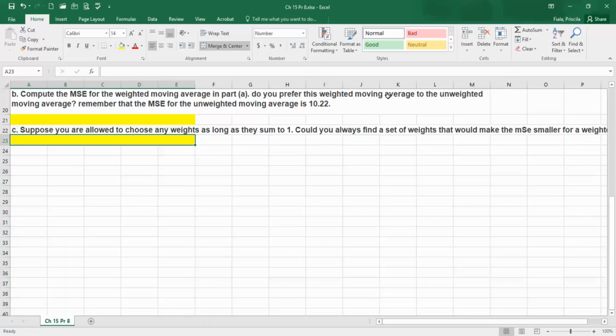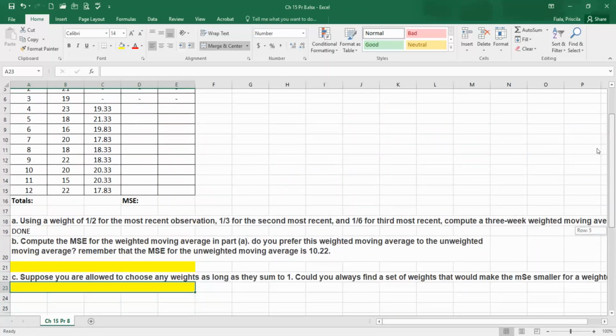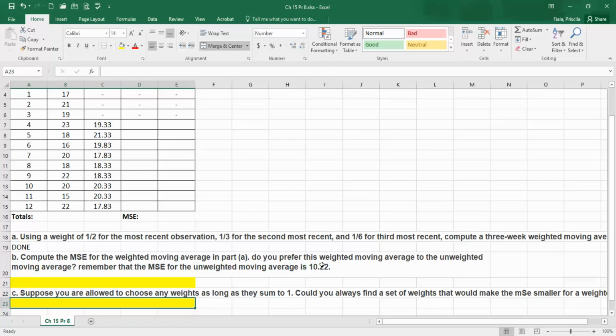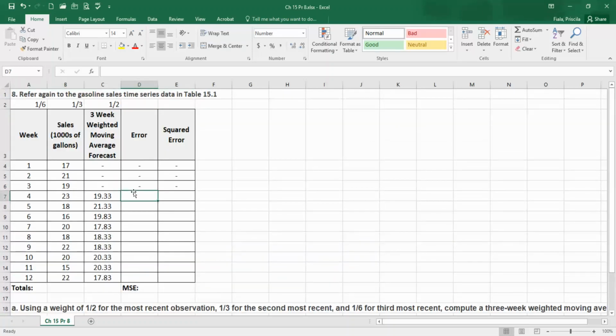Do you prefer this weighted moving average to the unweighted? That means the 100% for each value. And remember that the MSE, the mean square error for the unweighted moving average, is 10.22. So if we get anything over here higher than 10.22, the unweighted is still going to be better. Okay, so let's go calculate that. We're just going to do what the forecaster just did minus our value, and we can just drag it down. And now we're going to square that error.